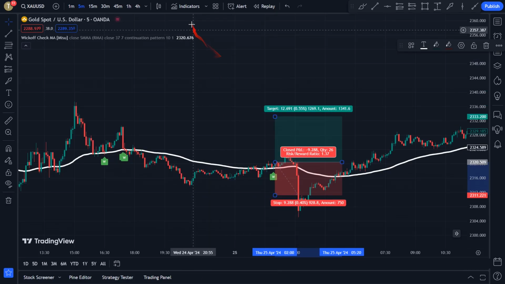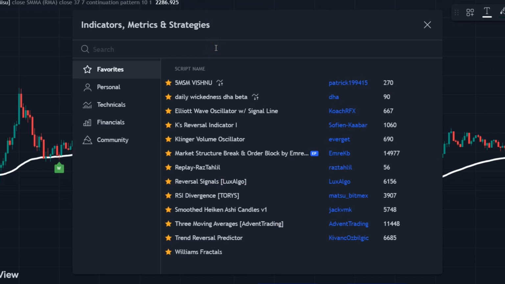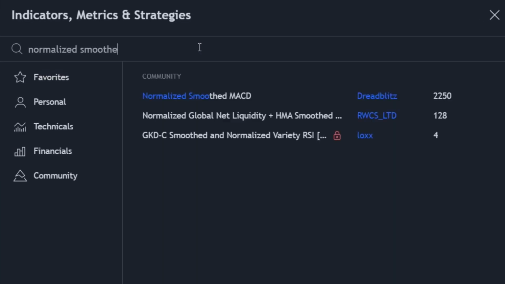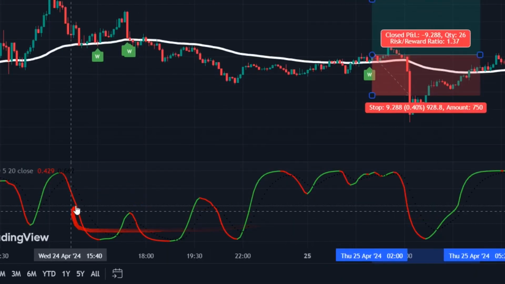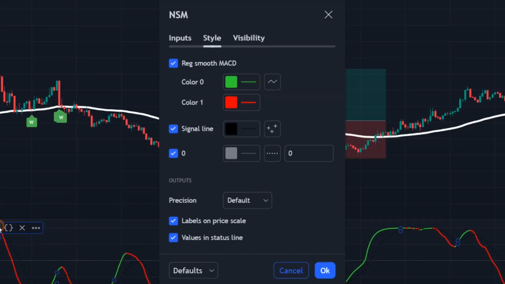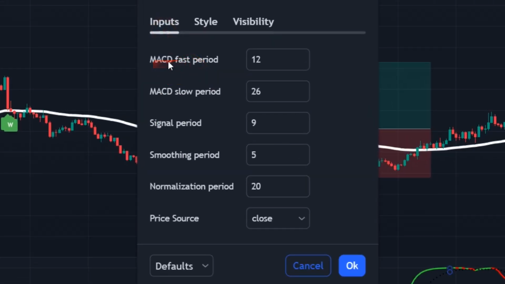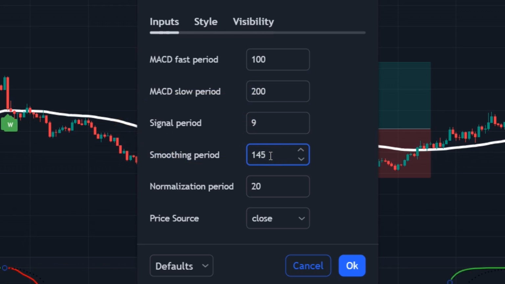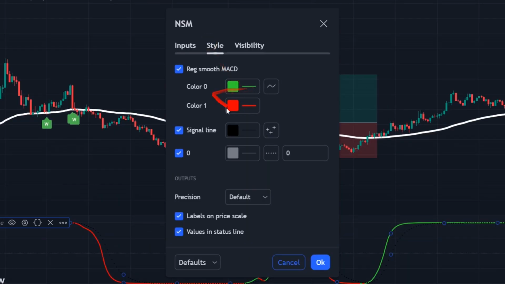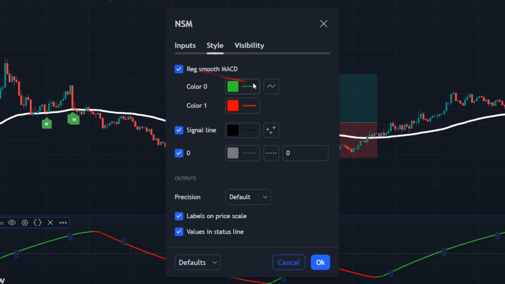For this, it's enough to go to the Indicator tab and search for Normalized Smooth MACD. After you find it, just click on it to add it to the chart. As you can see, this indicator needs changes, so we need to enter its settings and in the Input tab, change the MACD Fast Period to 100, MACD Slow Period to 200, Signal Period to 9, and Smoothing Period to 145. Now go to the Style tab and make sure that Smooth MACD is set to columns.